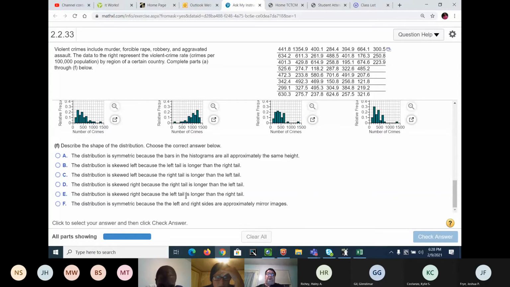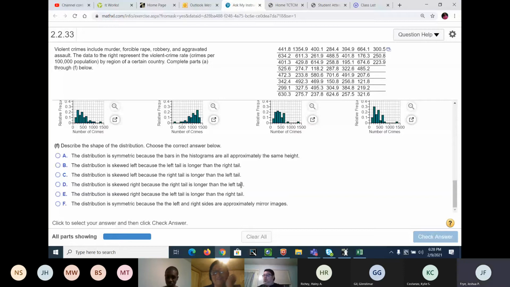The left tail is longer than the right tail. Now, why in the hell do these books want to do that? The answer is the data is skewed what? Right? The data is on the left. I despise books that do this.